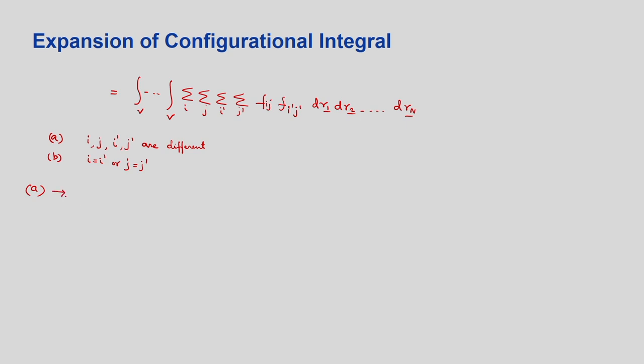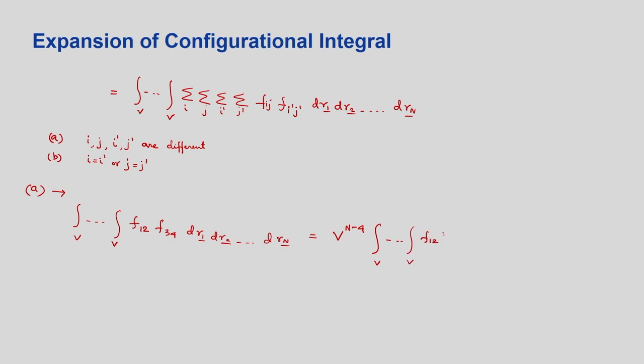If case A is there, I can write it as something like this, let's say F12, F34, and then you will have dr1, dr2, drn. I can write this because it is 1, 2, 3, 4. The other terms are related to 5, 6, 7, 8, 9, 10, till N. So it will be V into N minus 4 terms. If I operate across the entire volume, each will give volume, so you are multiplying volume N minus 4 times. So it will be V to the power of N minus 4, and then you have the entire expression as it is.